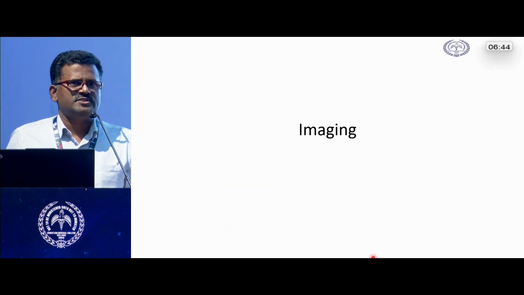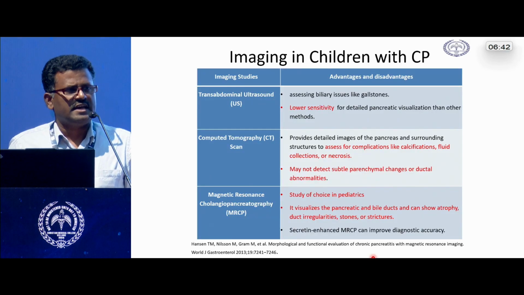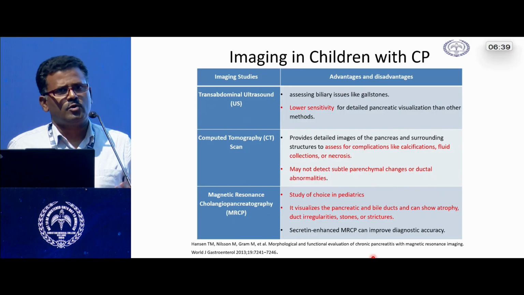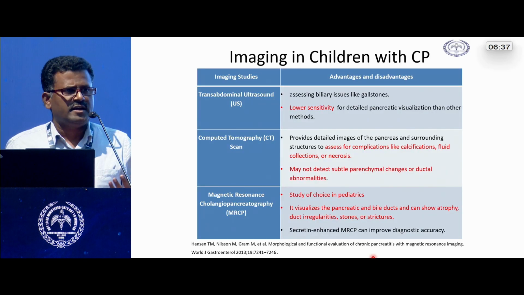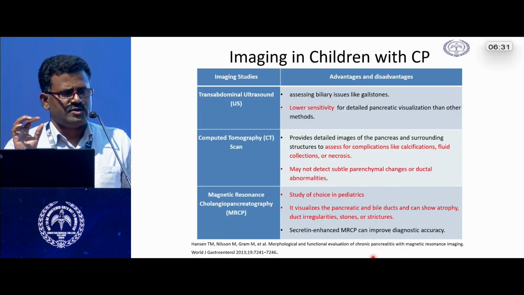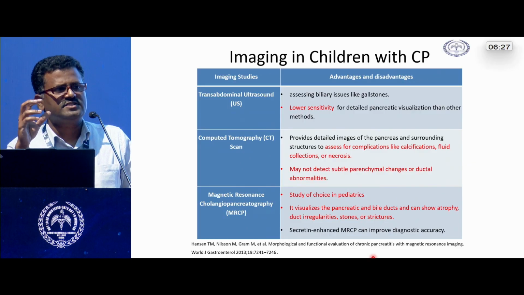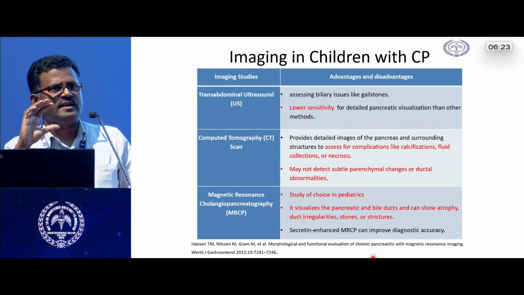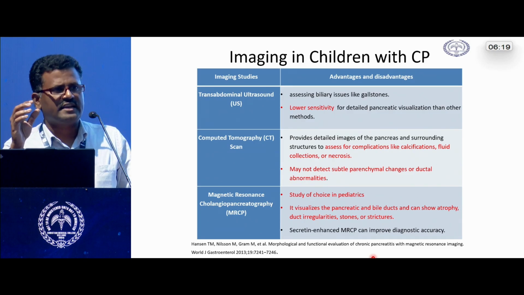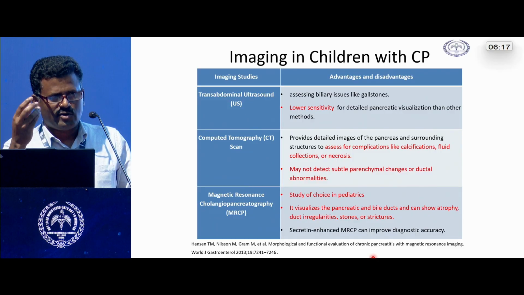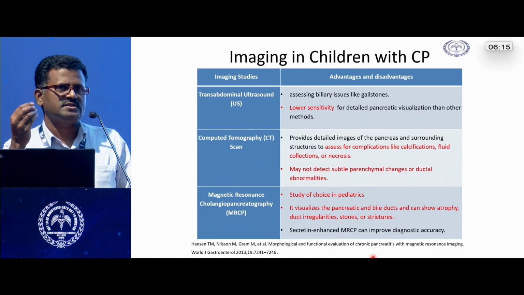So imaging plays a major role in chronic pancreatitis, and each imaging modality has its own merits and demerits. The preferred imaging is MRCP in children. CT can be used in acute situations to assess for complications, as well as calcifications, pseudocyst or walled-off necrosis. MRCP can visualize both parenchymal as well as ductal changes in detail, and can show ductal irregularities, and stones and strictures can be diagnosed.